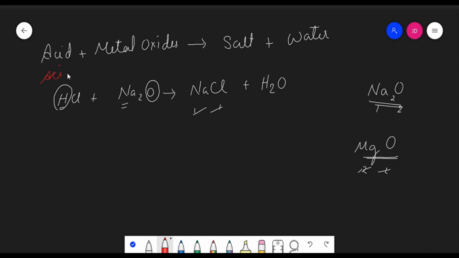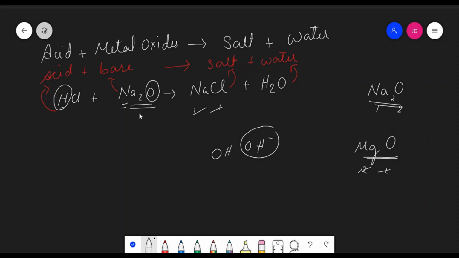Let me write this again. Acid plus base, the reaction was salt plus water. Okay, so HCl is an acid, NaCl is a salt, and water. Is Na2O a base or a metal oxide? It is not a base. I already told you, a base should have OH and it should be able to release OH minus in water. But here, sodium oxide does not have any OH. So can I call it a base? No, it is not a base. So what will I call it? I will call it basic.